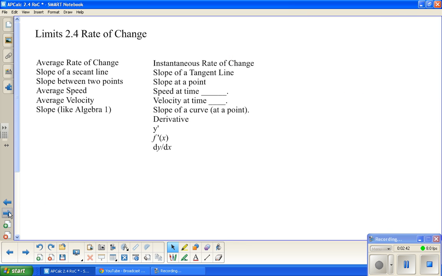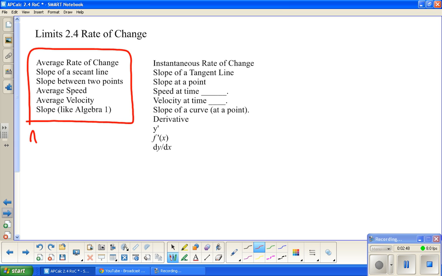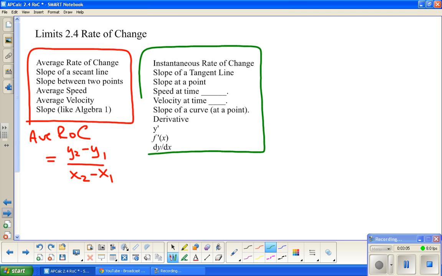Okay? Here are some synonyms for average rate of change, and again, I'm going to abbreviate that like this, and our little formula is again just like back in Algebra 1. Okay, and these are some synonyms.